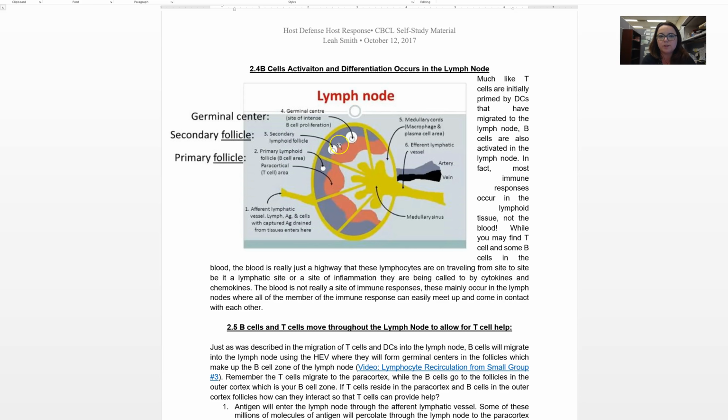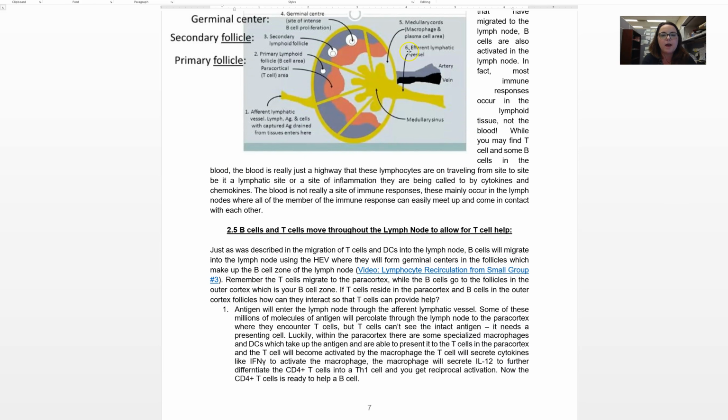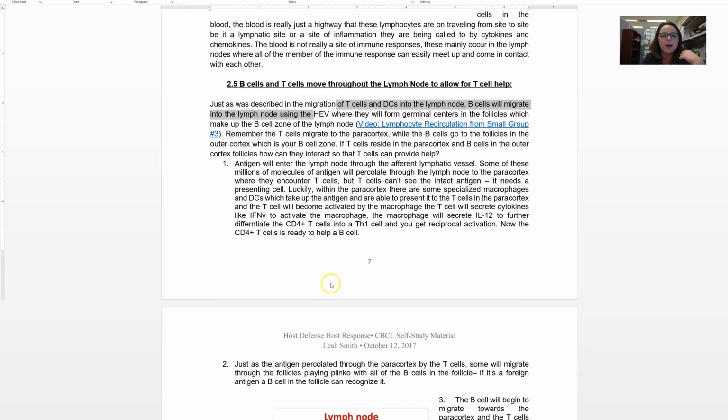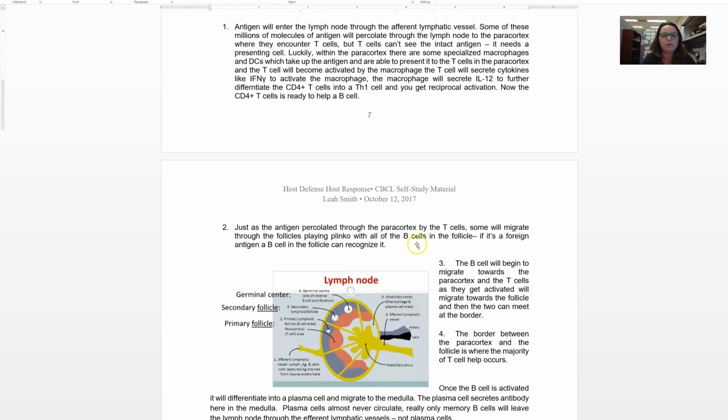You should have gotten some of this in your lab, but we talk about germinal centers, secondary and primary follicles. I'm not too concerned that you know the primary versus secondary follicle. It's really just to orient you to the lymph node. Things I do care about is that you know how they get in and out, so those high endothelial venules show up again, and that they're actually kind of interacting with T cells in there.